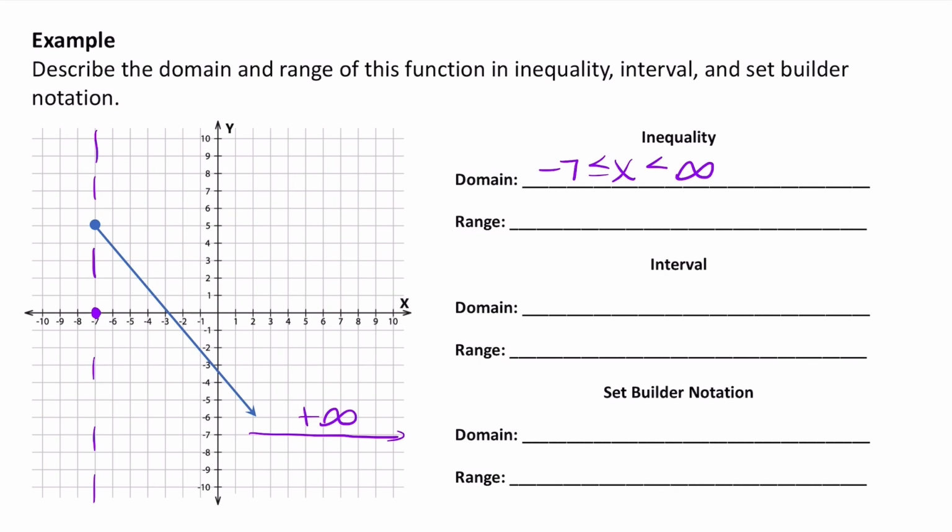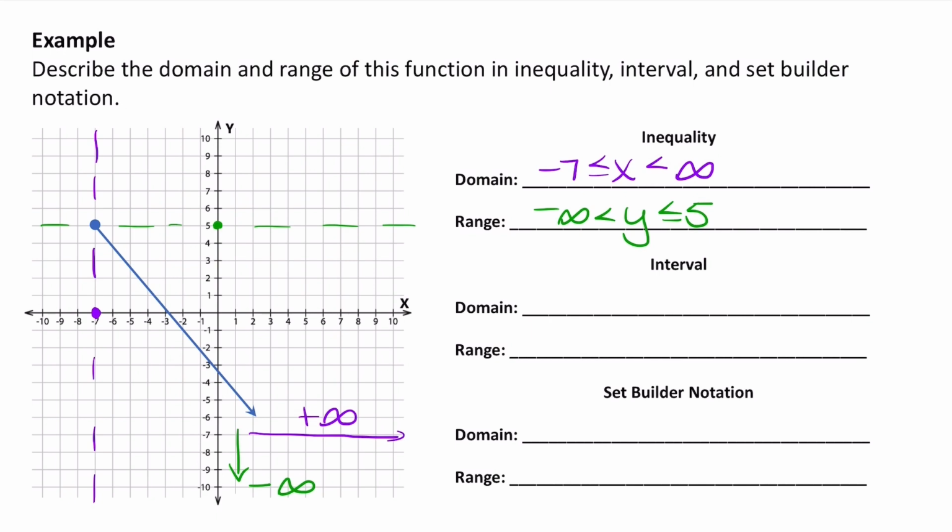And the range now, well, I'm looking for the lowest point in my range, and there is no low point because the function just keeps going down. So it's going to go down to negative infinity, and then the top value is going to be 5, right? That's the highest point, so that's going to be included. So my range is going to be negative infinity less than y less than or equal to 5.